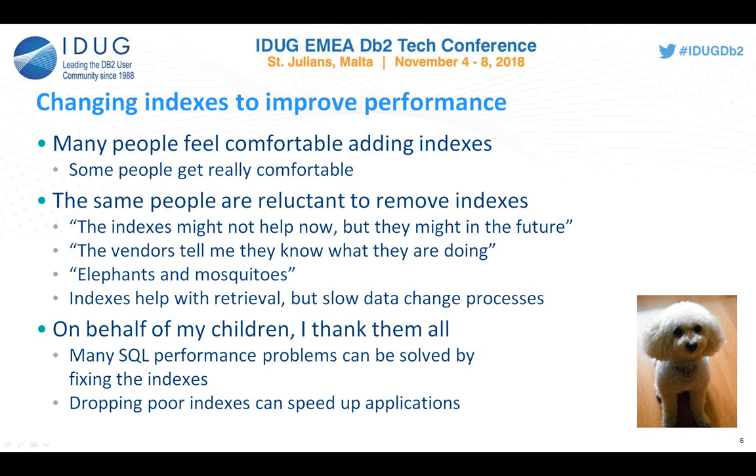So I spend time when I go into customers, and I like to have them remove indexes. And when they're reluctant, I'm always interested when they say, well, Martin said to remove this. Now, I'm not taking any credit if it doesn't work, right? We're all going to blame him. So I get that a lot. But at the end, they're happy. So getting rid of poor indexes can speed up applications by a lot.